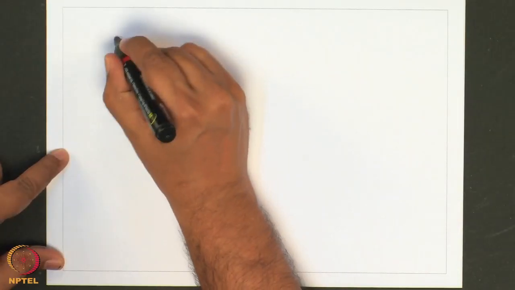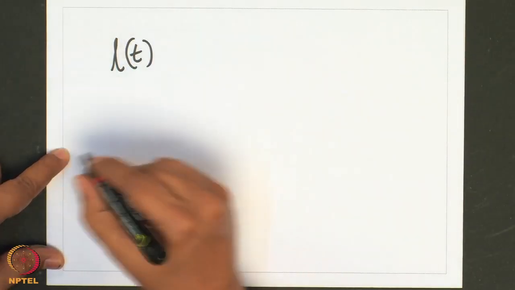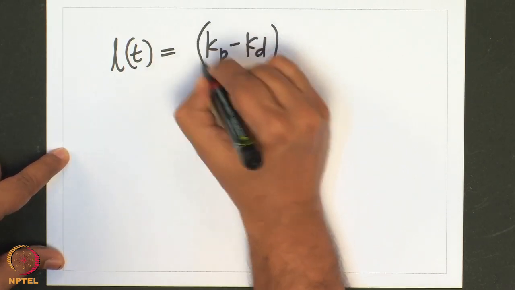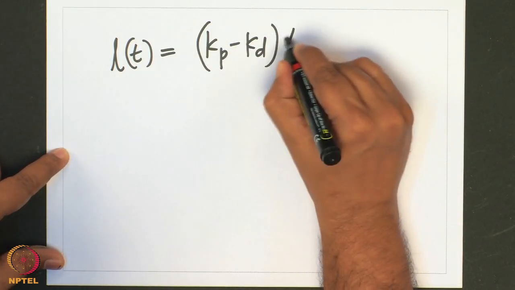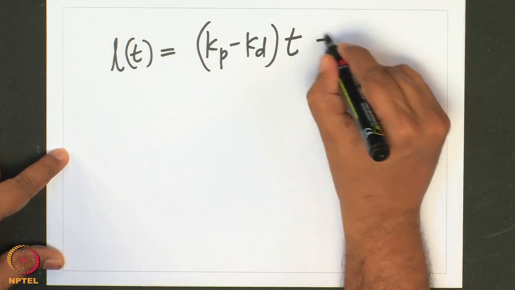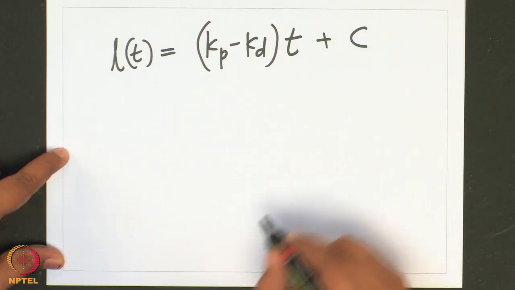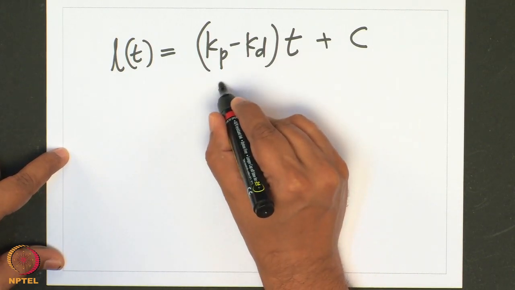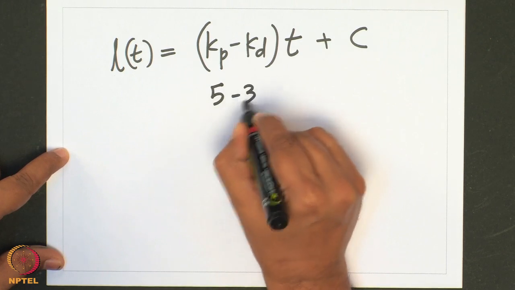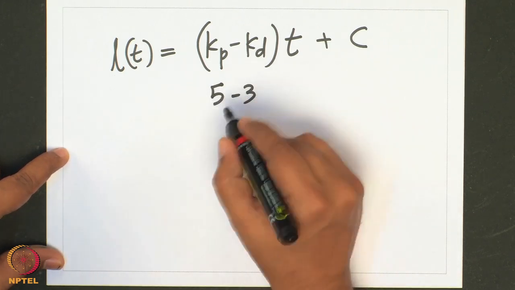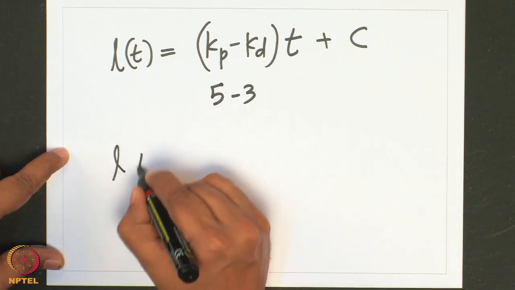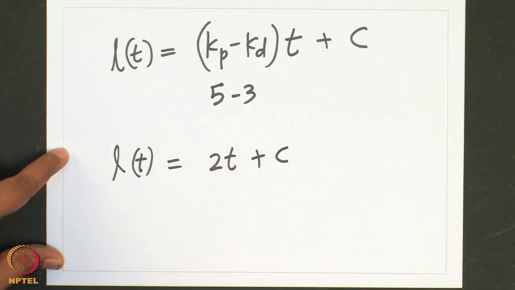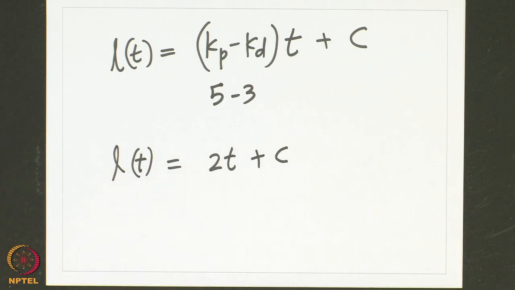This says the length at any time t is, if I know these rates, the polymerization and depolymerization rates are constant, times t plus a constant. This c we do not know yet. We know kp and kd, and we put them as 5 and 3. So I will put 5 minus 3, which is essentially 2. So, I can know L of t is 2t plus this constant c.